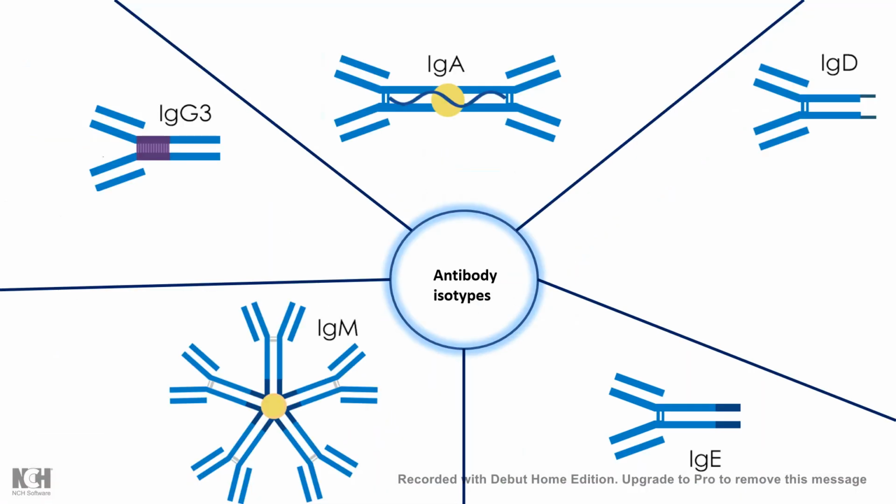Hi, in this video, we'll be talking about several antibody isotypes. Isotypes are basically subclassifications of antibodies based on their heavy chain and light chains. We are talking about several classes of antibodies such as IgG, IgE, IgM, IgA, etc.